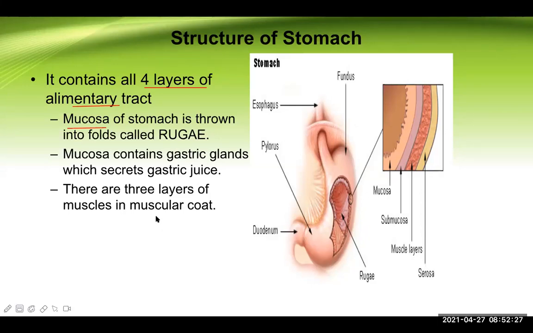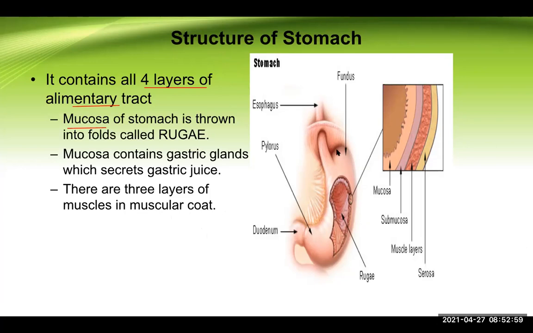And there are 3 layers of muscle in the muscular coat. Can you tell me what those 3 layers of muscle are? Yes, the oblique muscle, the circular muscle, and the longitudinal muscle. Exactly, it's absolutely right. The circular muscle, oblique muscle, and longitudinal muscle. So one extra layer of muscle is there in the stomach, that is the oblique muscle. And that's why the stomach is a hugely distensible type of organ.